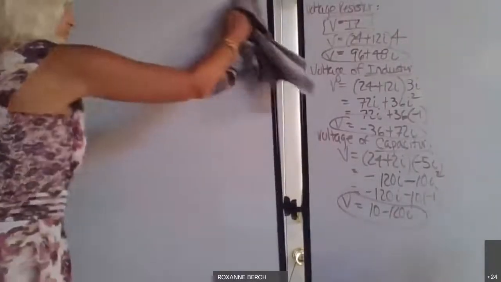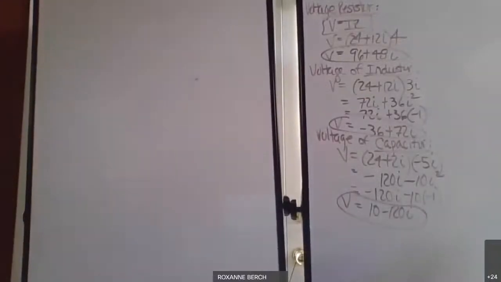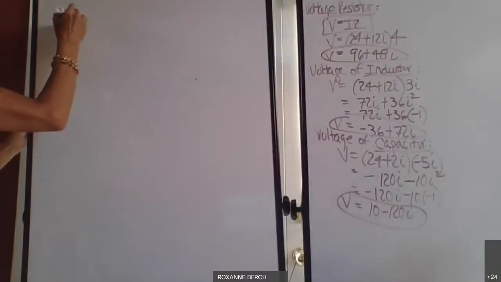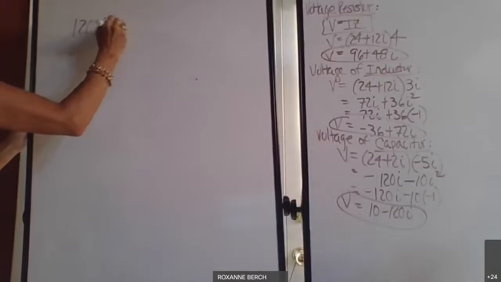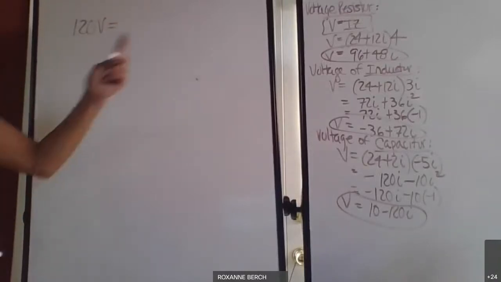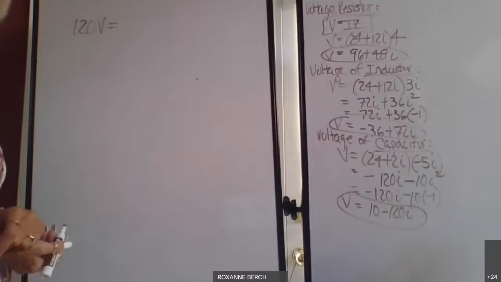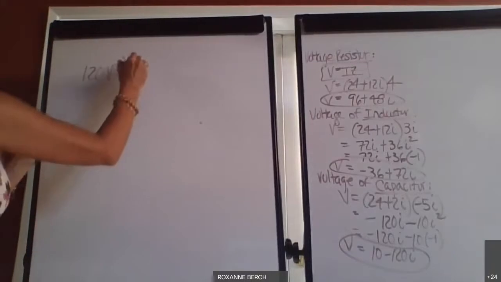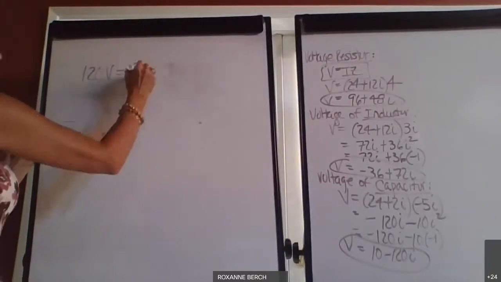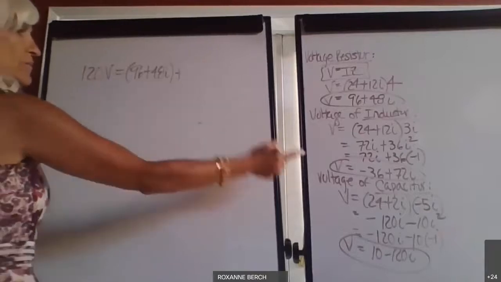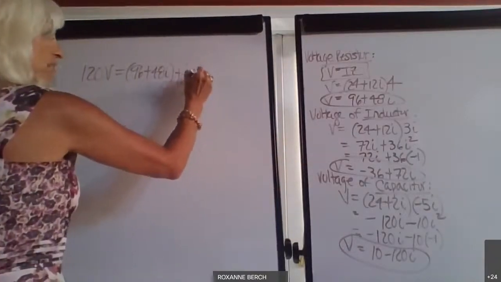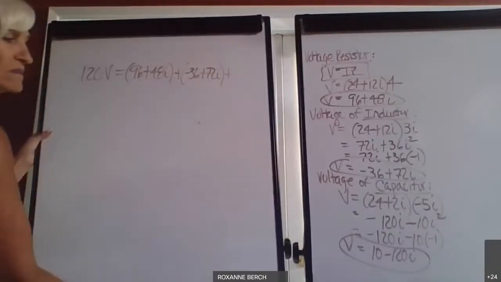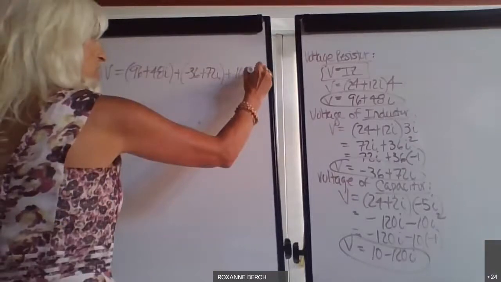Well, they're telling us that the voltage of the entire circuit is 120 volts. So shouldn't that look like the sum of the 3 components? So shouldn't it look like 90 plus 48i plus negative 36 plus 72i plus 10 minus 1i.